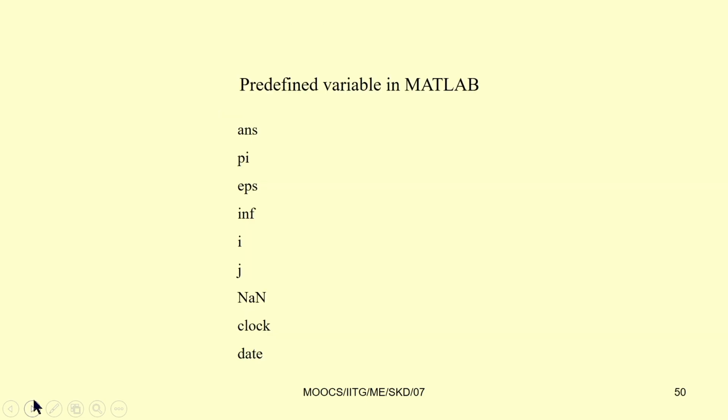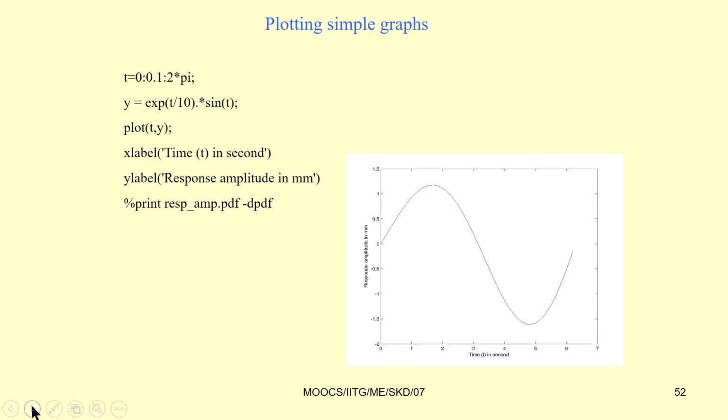These are the predefined variables in MATLAB; you should not use these terms for your own variables. To plot, you can use a simple plot command. For example, t equal to this, y equal to this. Simply you can use plot t comma y. For x label, you can put x label equal to whatever you want, and likewise y label. That way you can plot it.